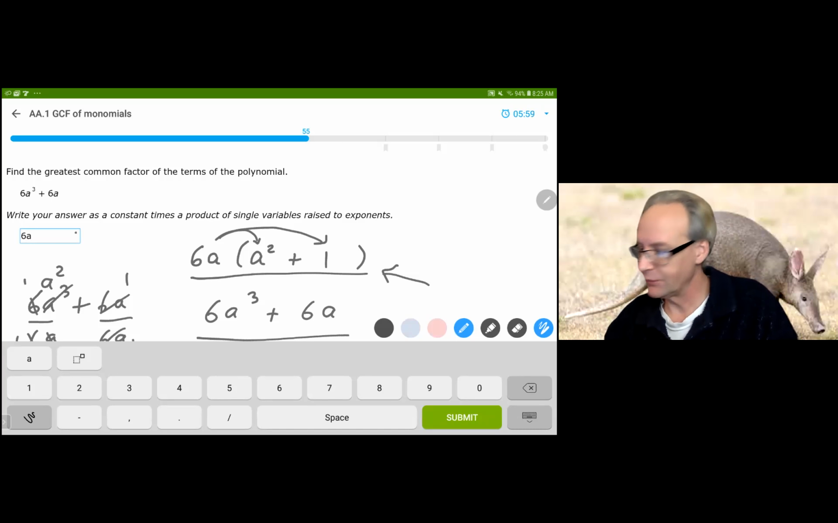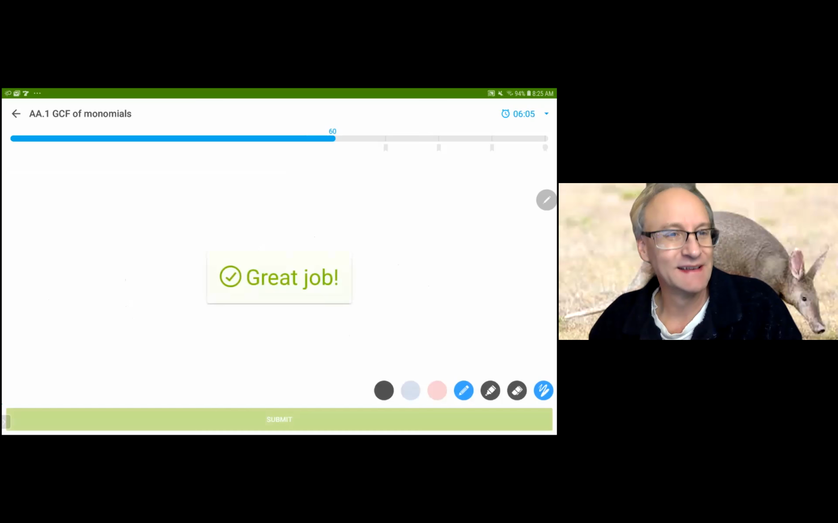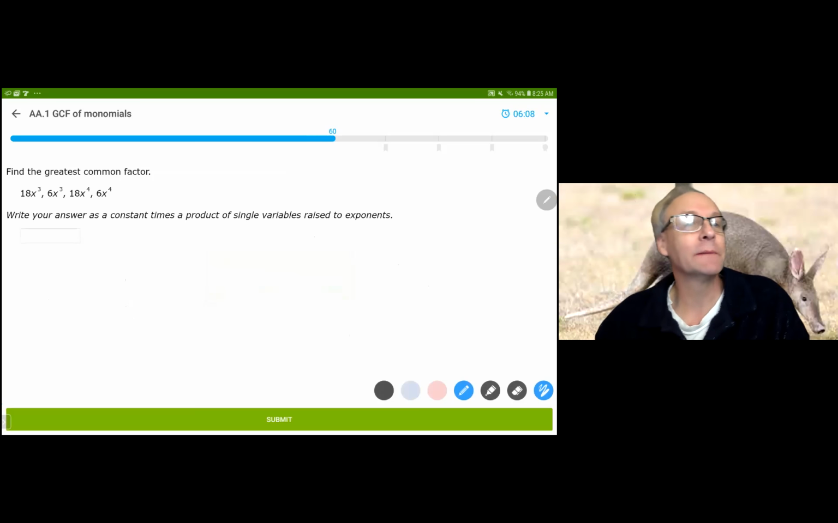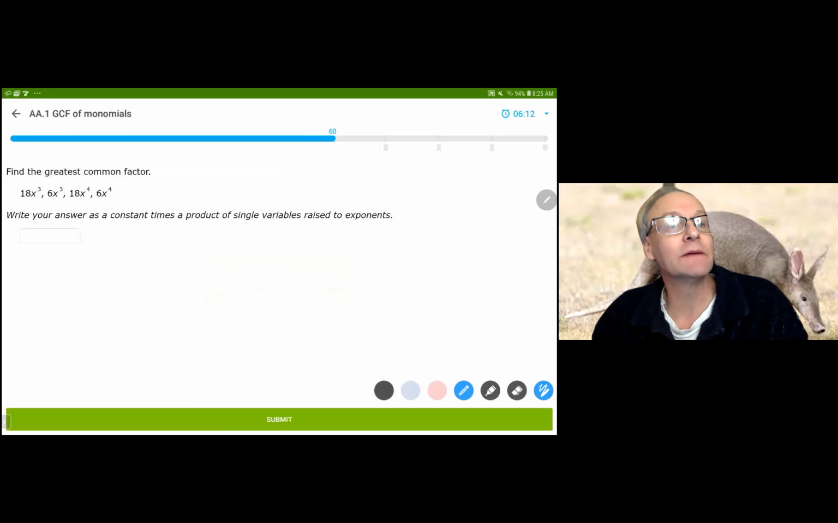Oh, I see. We're just supposed to find the greatest common factor. I thought they wanted me to write the whole thing. Sorry, guys. Got to read directions more carefully. All right, find the greatest common factor. Now there's lots of them.